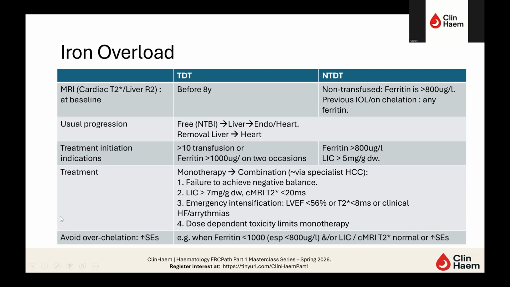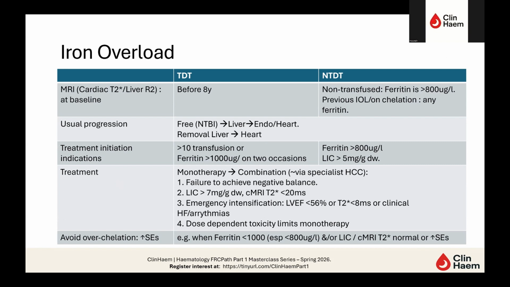Now, when do you start iron chelation? In transfusion-dependent thalassemia, if they have more than 10 transfusions or ferritin goes above 1,000, as opposed to a lesser target in non-transfusion dependent. And you start with monotherapy and you combine, and there are some obvious reasons to combine, like failure to achieve negative balance, or if the liver or the heart gets significantly loaded. There are values available in the guideline, and this is from there.